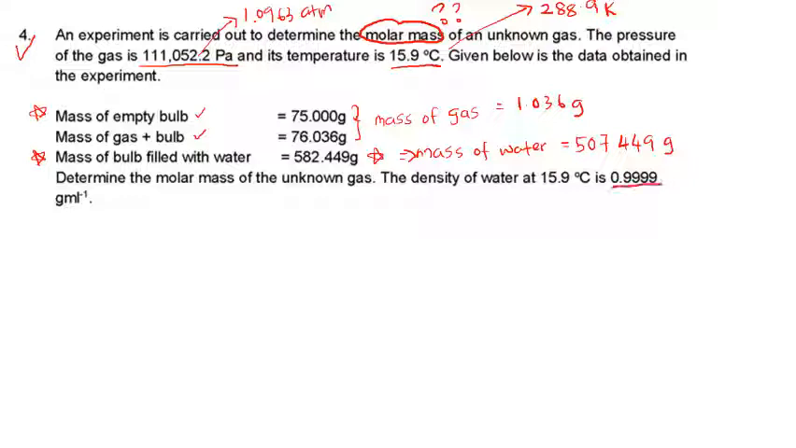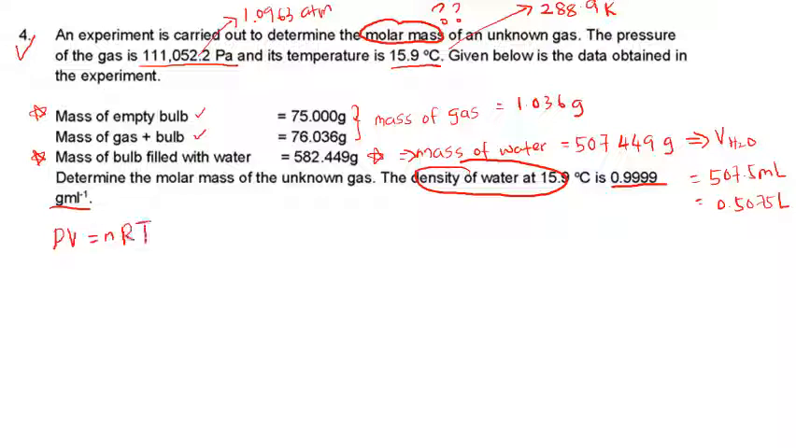So we use the density of water given in the question to find the volume of water. After we do the calculation, the volume of water is equal to 507.5 milliliter, and then we convert it to liter, which is 0.5075 liter. As we know, the majority of the parameters given here only appear once, which means that we are going to solve this question using the ideal gas equation, PV equals nRT. So rearrange: mass times RT over molar mass.